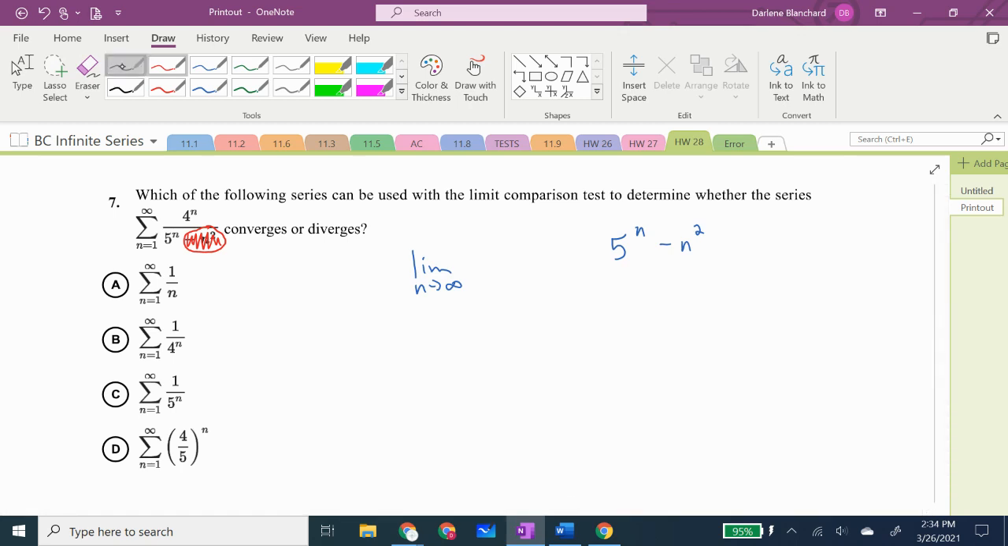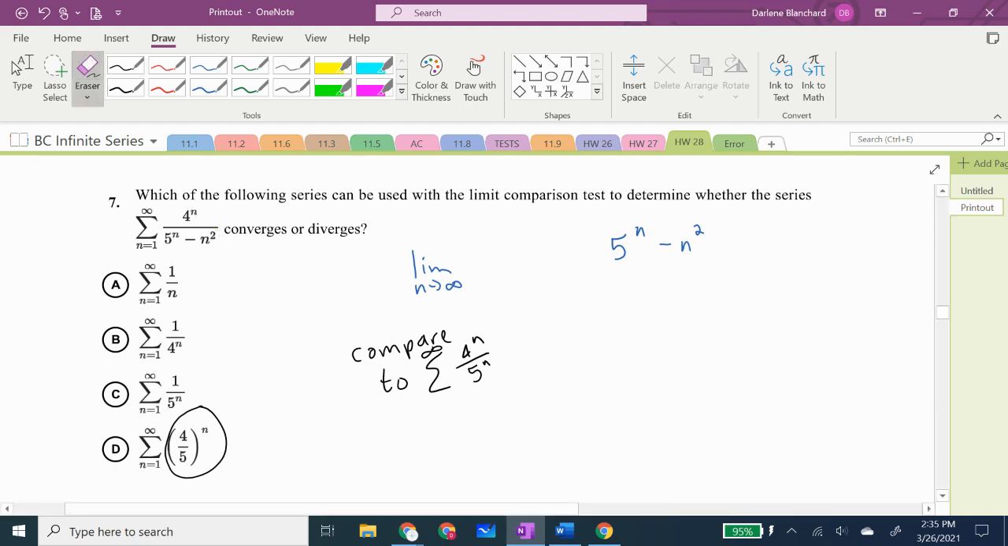Anyway, I want to compare to 4 to the n over 5 to the n, which is 4/5 to the n. And when I do a limit as n approaches infinity of the series I was given with this series, I'm creating something that has a 1-to-1 ratio, because this little tidbit is barely taking anything off of 5 to the n, and it's near nothing as I approach infinity, causing them to be in a 1-to-1 ratio.